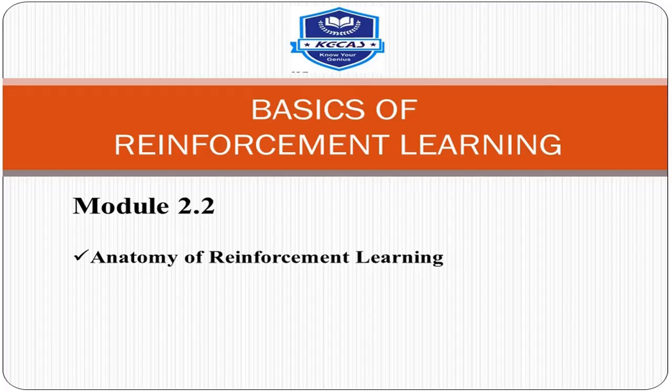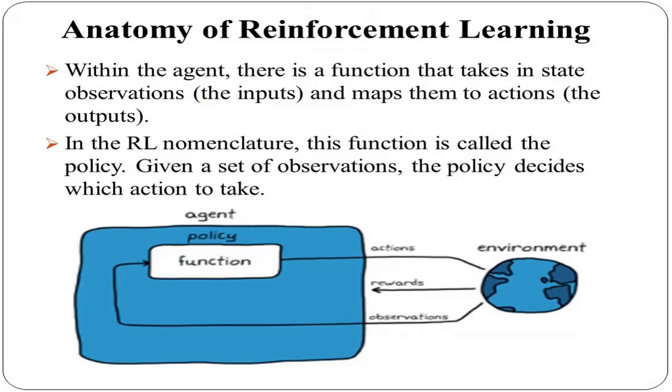In this module, we are going to discuss the Anatomy of Reinforcement Learning. The anatomy of reinforcement learning includes agent, environment, policy function, actions, rewards and observations.